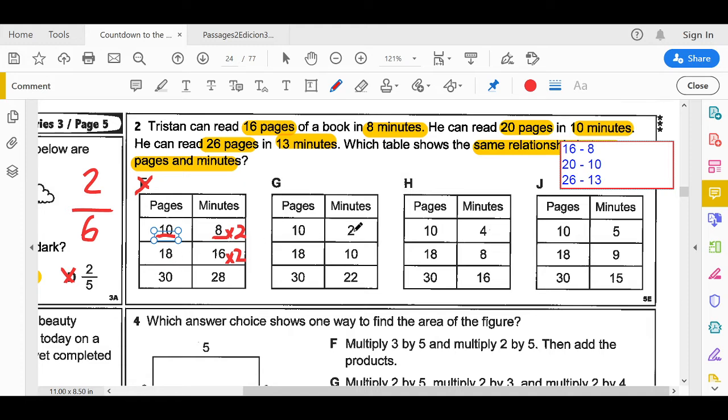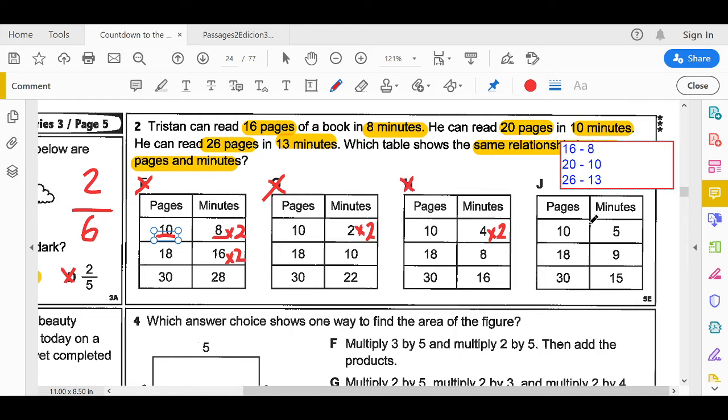Okay, letter G. 2 times 2, that is 4. It is not 10, so this is not correct. I can already eliminate it. 10 times 2 is not 18, it is 20, so it is not correct. Letter H. I do the same. I'm going to multiply the number of minutes times 2. 4 times 2 is 8. It is not 10, so this is not correct.